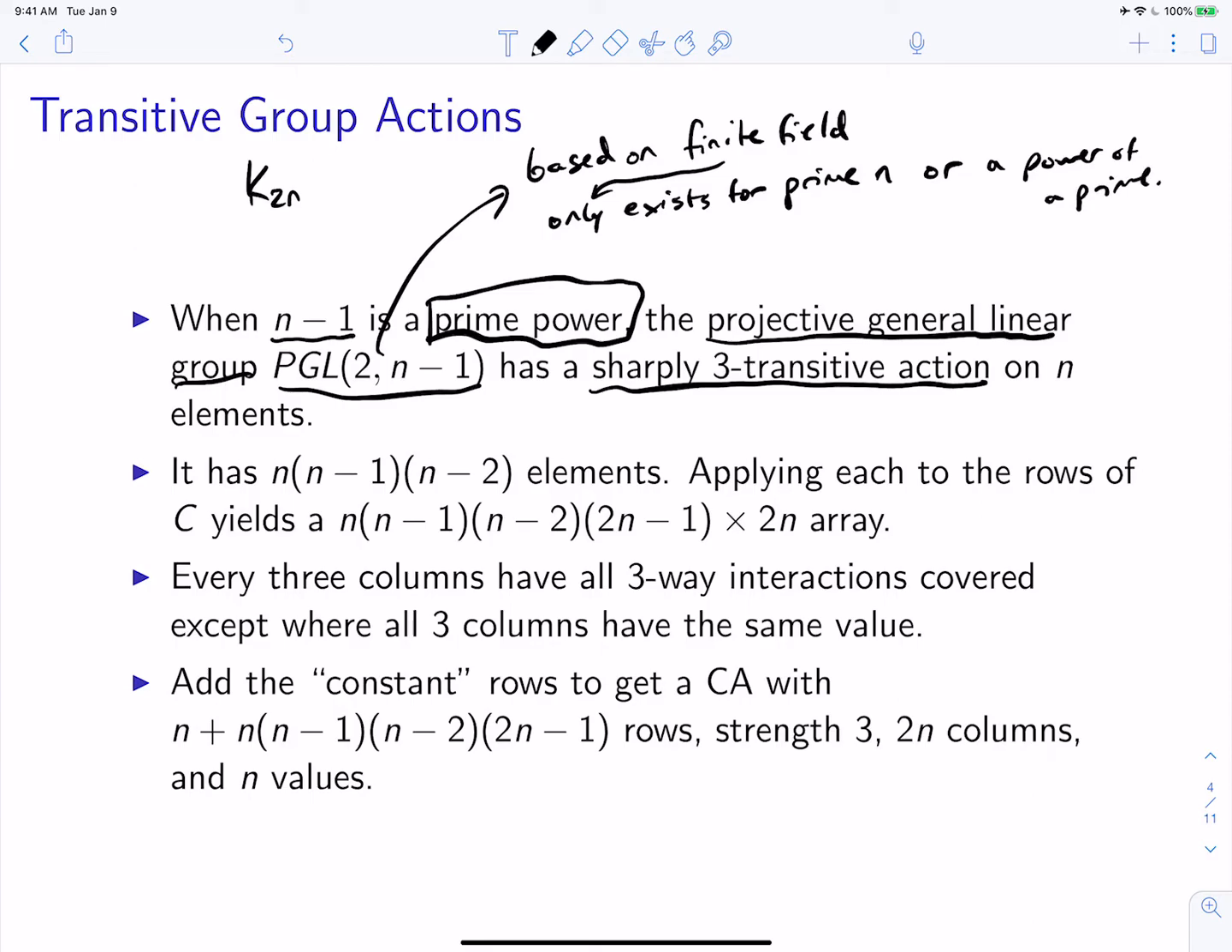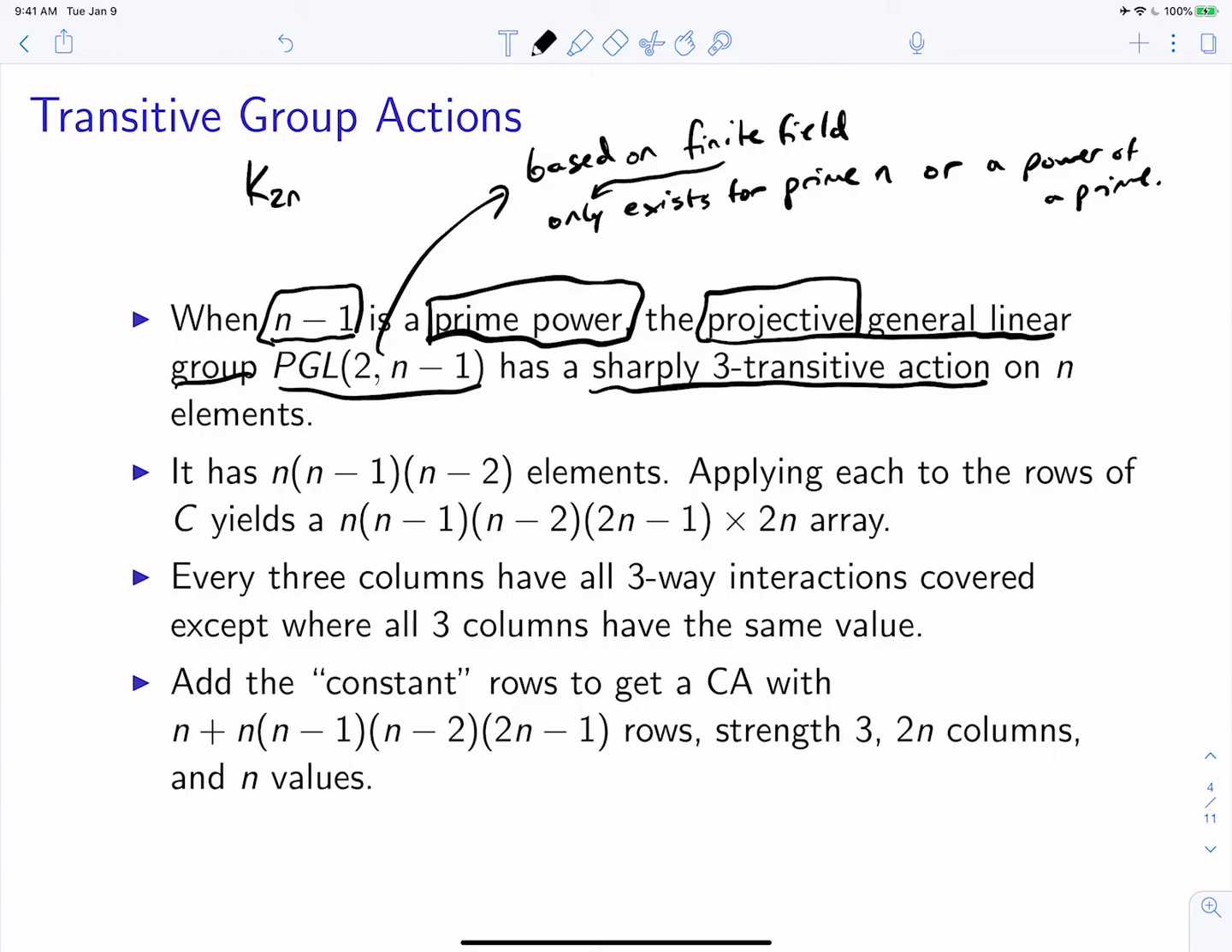So if the order, which means the number of elements in the field, is a prime number or a power of a prime, then the finite field exists, which means that the projective general linear group exists because it's based off of the finite field. So if n minus 1 is a prime power, we add an additional element, which happens to be infinity. There's a fixed element at infinity, which is where this word projective comes into play. Projective just means that there's some element at infinity.